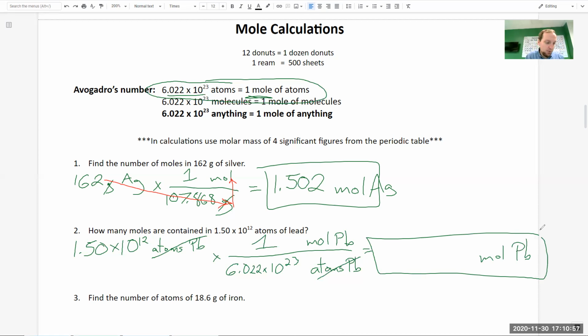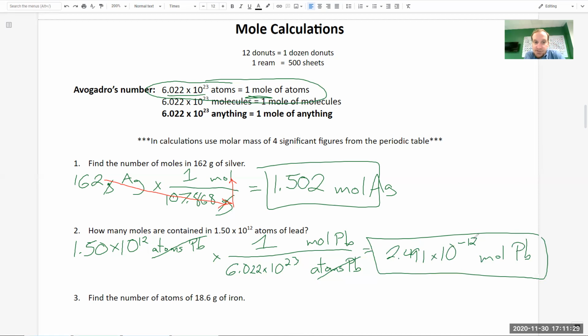It's going to be 1.50 times second E 12, if you guys remember that from previous units, times 1, which is the same thing, divided by 6.022 second E 23. All right, what I get is 2.49, round that up to a 1, times 10 to the negative 12th. So that is the number of moles of lead.